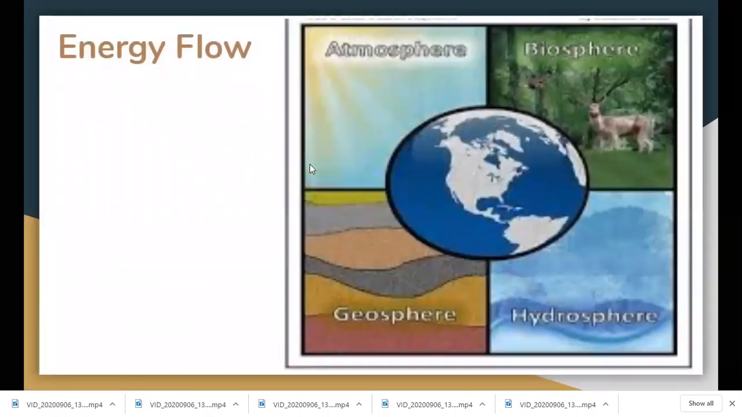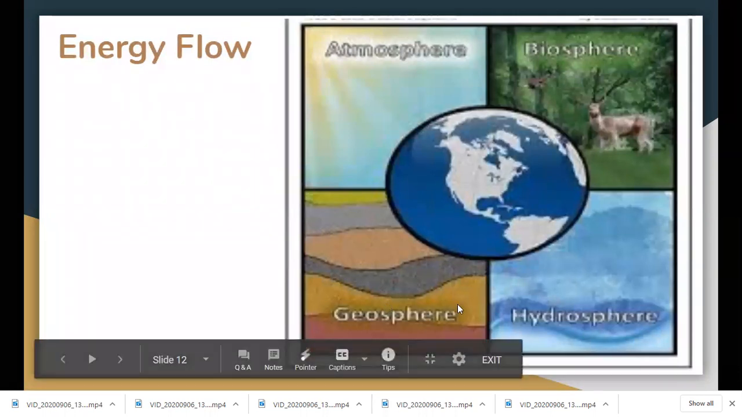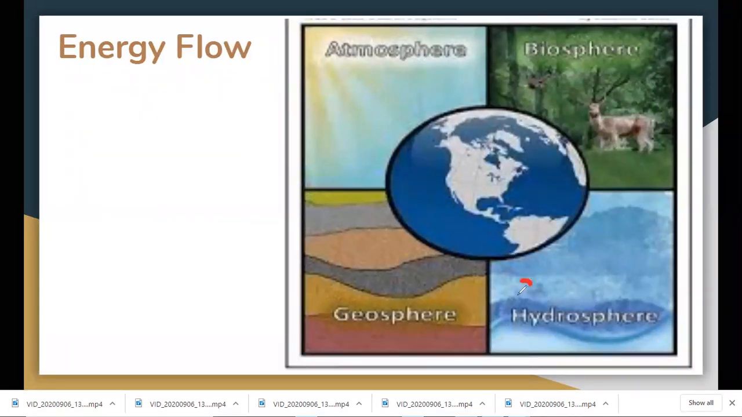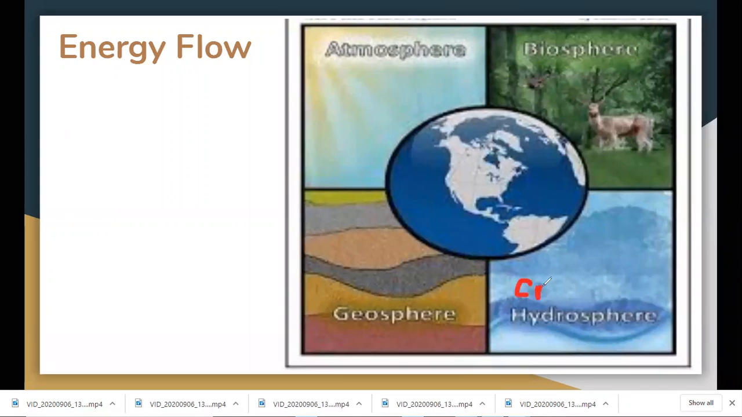How about energy flow? Here's the 4 spheres. We have the atmosphere, the geosphere, the hydrosphere, and the biosphere. And again, we have this cryosphere here, which is a subset of the hydrosphere. Remember what it was? Yeah, it's all the frozen water. Cryosphere, and then the word sphere. All of these have the word sphere at the end. Sphere is like a ball, right? A sphere is a ball.